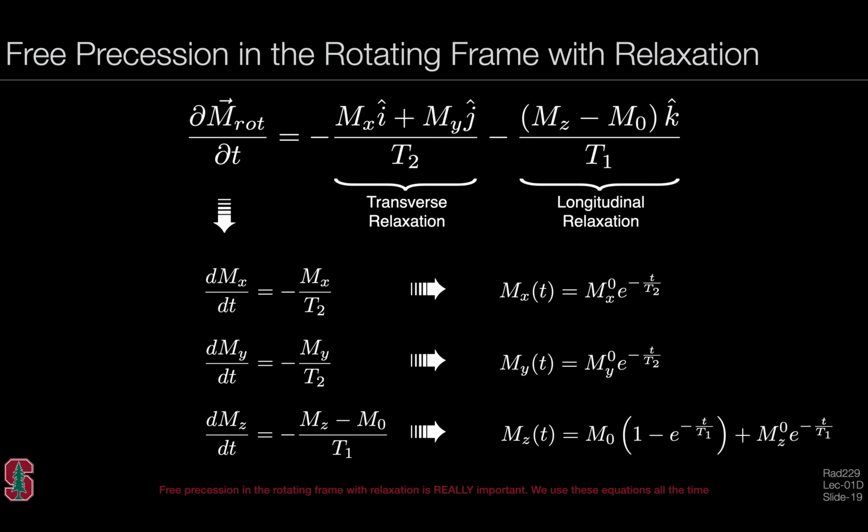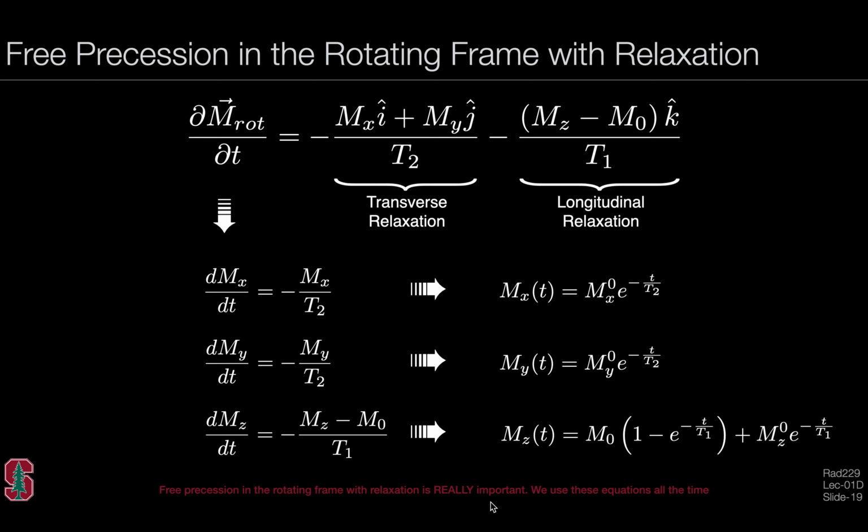So that's what this system of equations actually looks like. If we expand out the cross products, we can see that we have a system of three different differential equations for which we can derive the following solutions relatively easily. This is an uncoupled inhomogeneous differential equation, and this is an uncoupled inhomogeneous differential equation. The first two equations here, rather, are inhomogeneous. So free precession in the rotating frame with relaxation is really important.